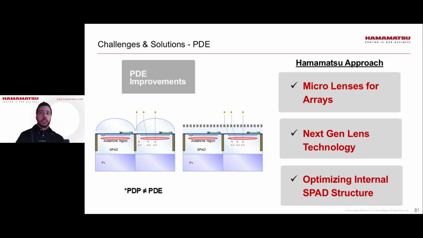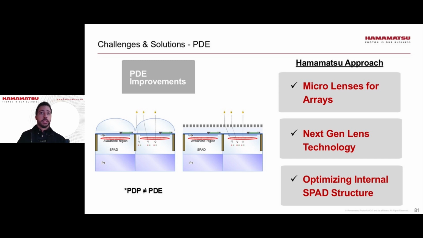There's a distinction to be made between PDE and PDP. PDP refers to the probability of detecting a photon just based on the structure of the detector, whereas PDE is really the true sensitivity, which incorporates all of the other factors such as geometrical efficiency, the optical losses, and various other efficiencies that contribute ultimately to the true sensitivity of the SPAD.